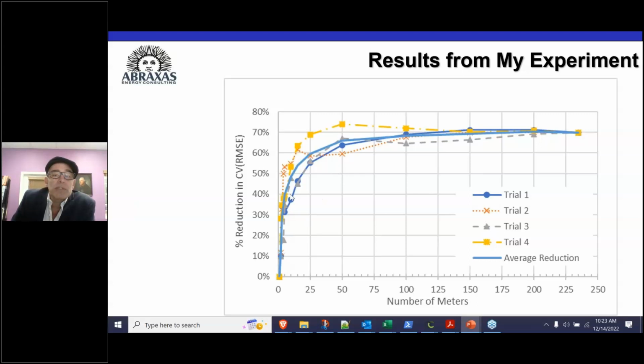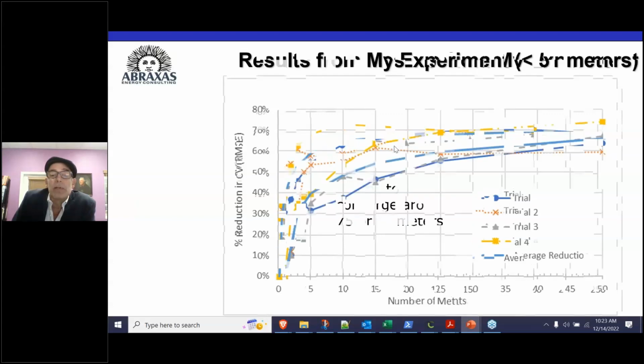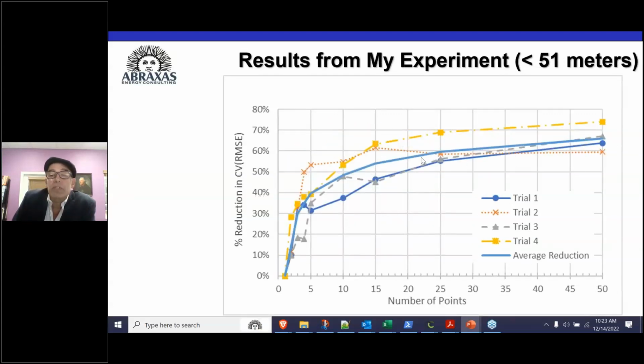But what you can see is, first off, it looks like it's about the same from 100 on, right? So let's say you're doing a military base, you have 100 meters, or you have 200 meters, it doesn't matter. It's the same, meaning the reduction in CVRMSE will be about the same. Okay. So here I said it seems to converge around 75. I think 100 would probably be better. Here I look at it from 50 down.